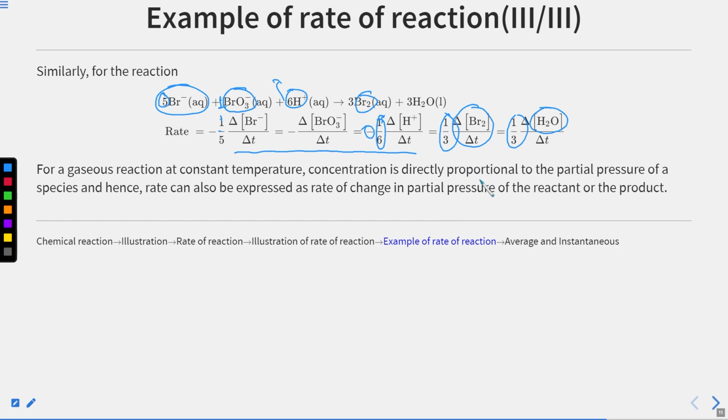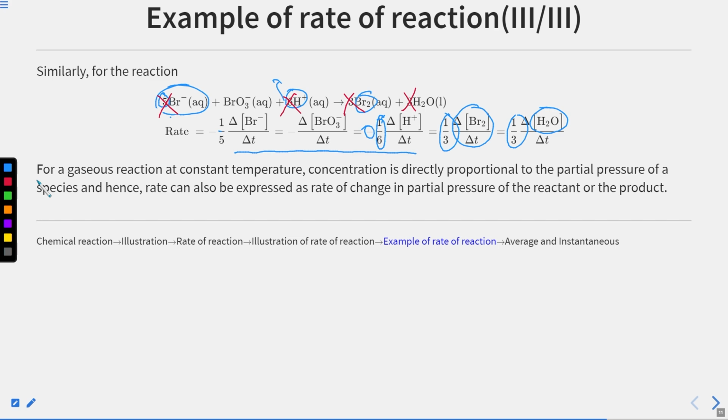But the thing that you should keep in mind is that you should have a balanced chemical equation. Suppose this equation was not balanced and we do not have this stoichiometric coefficient. This would be 1. Suppose it is 1, no problem, it is 1, it is 1. Then you should not do it for this kind of reaction. So first you should notice whether that reaction is balanced or not. Only then can you use this methodology to find the rate of reaction.